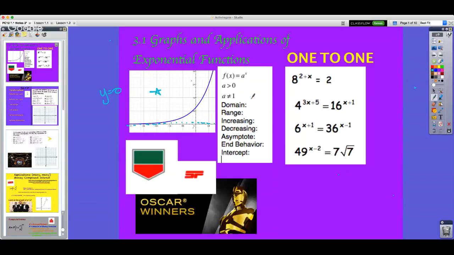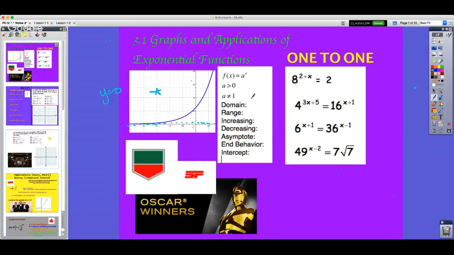Just as a review, what's the domain of this function? This would keep going, right? Remember, domain is left to right, correct? Yep, negative infinity to infinity. What about the range there, Brandon? Range is 0 to infinity. Very good.